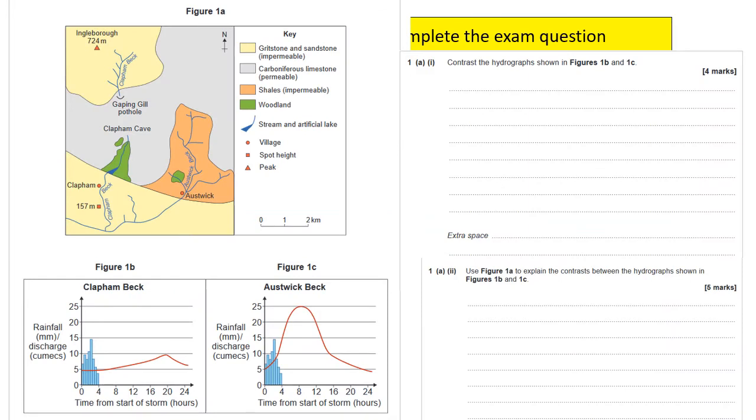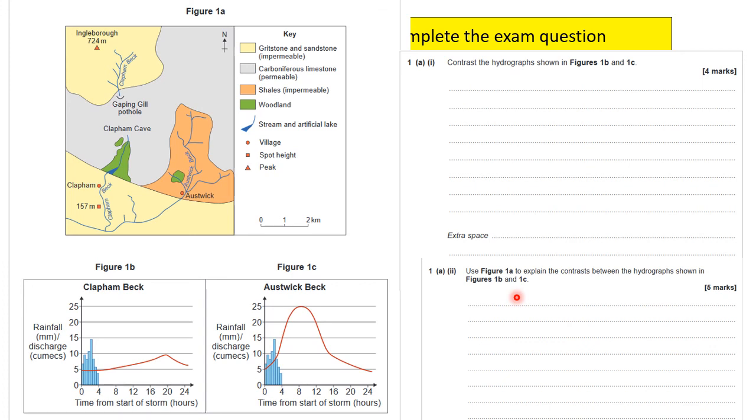Okay, so we're coming to the end of the video now, and just a bit of homework for you to do, just a couple of quick exam questions. What you've got here are two storm hydrographs, and a map showing where the two streams are. You can see they're really close to each other. And you've got a key. What you've got to do is contrast the hydrographs, and then explain the contrast between them.